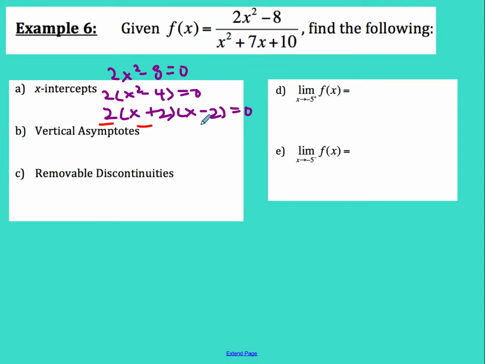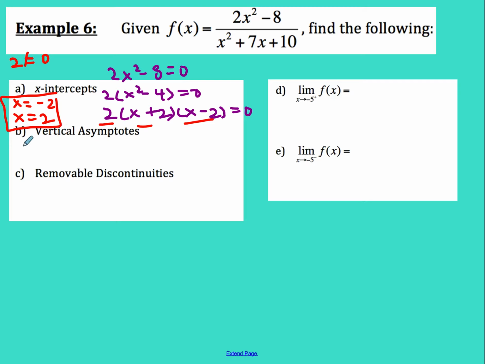I would set all the parts equal to 0. When I take 2 and set it equal to 0, does that give me any information? Or is that even a true statement? Does 2 equal 0? No, so that's a false statement. So we don't get any information here. But when I take x plus 2 and set it equal to 0, I get x equals negative 2. And then the other one, I would get x equals positive 2. So those are my x-intercepts.